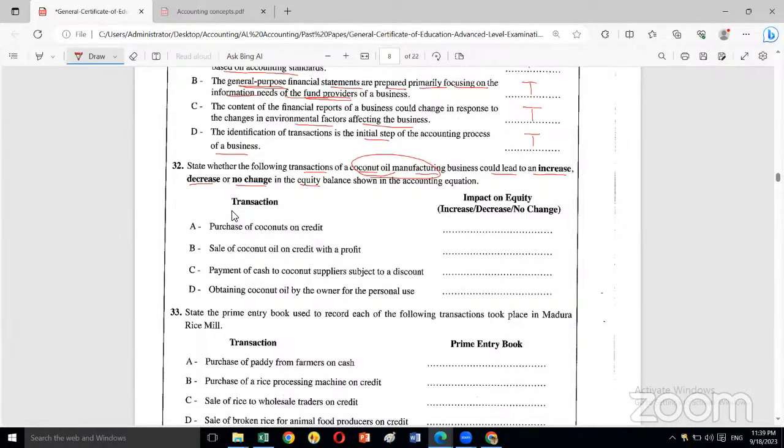What are the transactions that will decrease the equity? Expenses and drawings will decrease the equity. Here they are talking about purchase of coconuts on credit. When I am purchasing the coconuts on credit, the credit purchase will increase the liability, and at the same time you are purchasing coconut, so your stock is increasing. So will it affect the equity? No. So here the answer is no change.